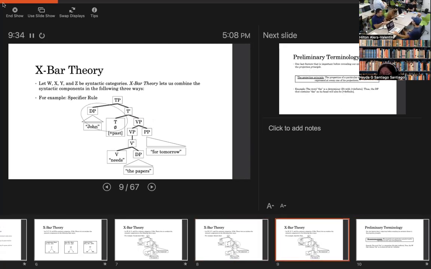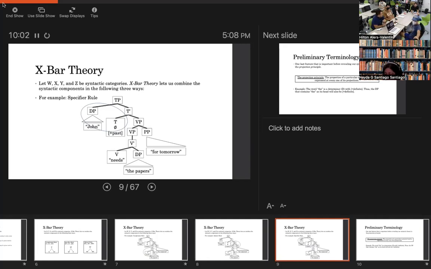And lastly, we see the specifier rule. So this is what I was talking about, where I said we will see more important ways that specifiers play a role in syntax. We will see later on a rule called the extended projection principle that states that the tense phrase will always require a specifier. But what does that specifier do? Well, you can see that as the subject of the sentence, right?